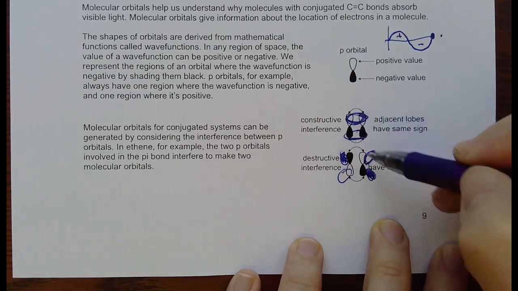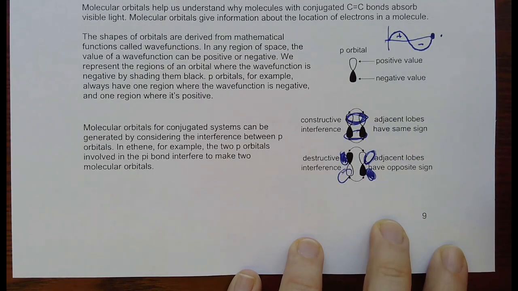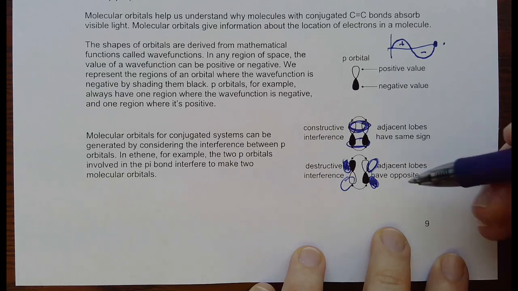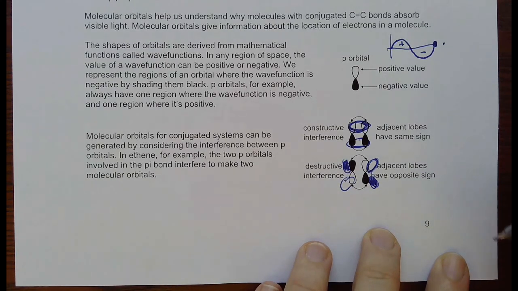So this is a bonding orbital, a bonding molecular orbital. This is an anti-bonding molecular orbital. It's a very, very brief explanation of molecular orbital theory. If you're interested, go and look up a little bit about MO theory.